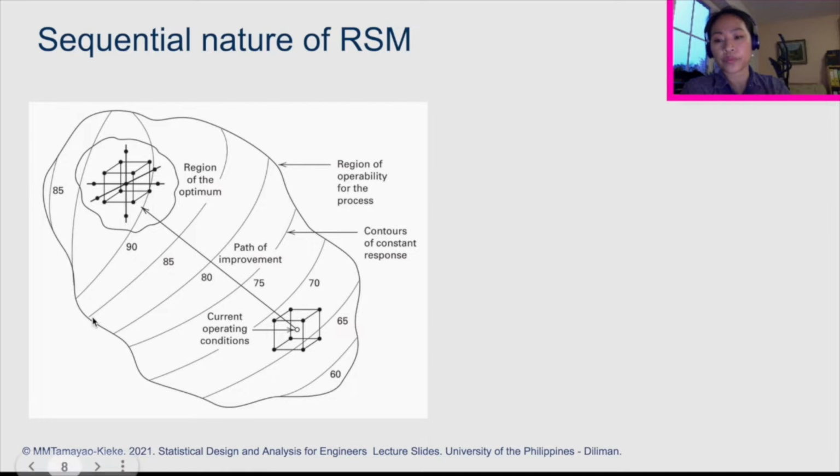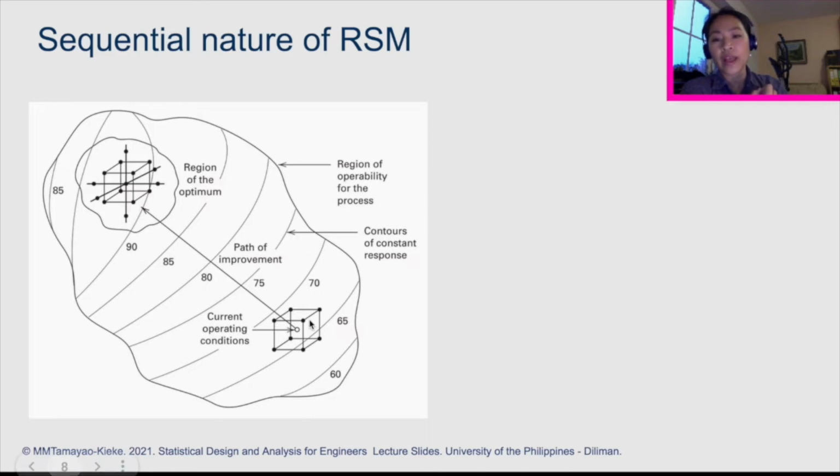So suppose that this represents the region of operability for the process. And these are the contours of constant response, all right? Usually we start at the point where we have the current operating conditions. So say, for example, that we are trying to maximize the response, no? We start from this point, and the objective is basically to move in this direction, okay, so that we can reach the region of the optimum, okay?